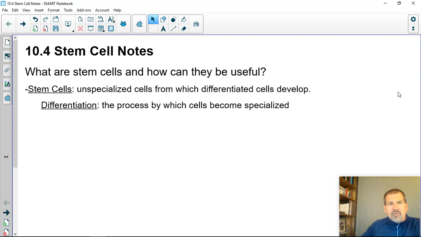So just our first note: a stem cell is an undifferentiated cell from which differentiated cells develop. So skin cells develop from stem cells. Bone cells develop from stem cells. Liver cells develop from stem cells.